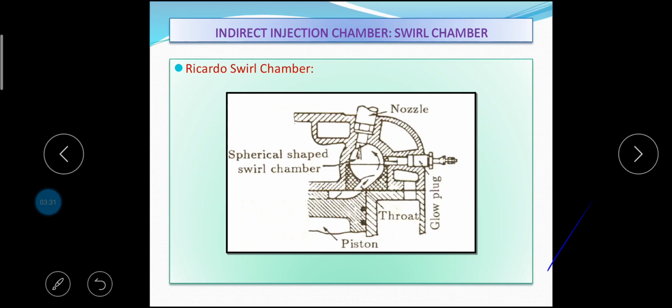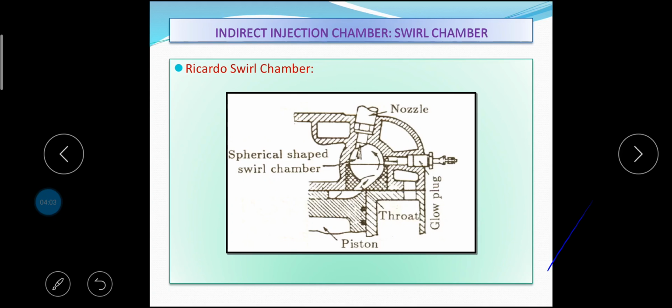This is the swirl chamber. The swirl chamber consists of a spherical shaped chamber separated from the engine cylinder and located in the cylinder head. Into this chamber, about 50% of the air is transferred during the compression stroke. A throat connects the chamber to the cylinder, which enters the chamber in a tangential direction so that the air coming into this chamber is given a strong rotary movement inside the swirl chamber, and after combustion the products rush back into the cylinder through the same throat at much higher velocity.